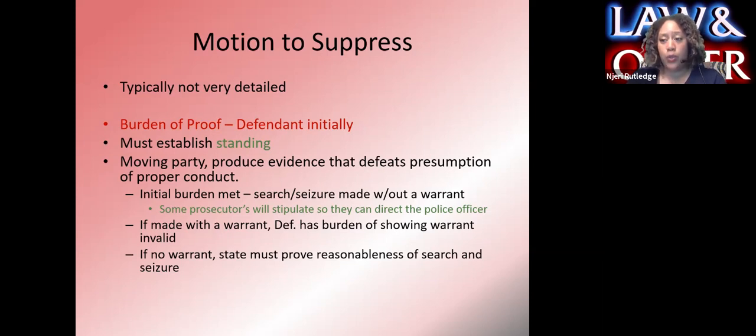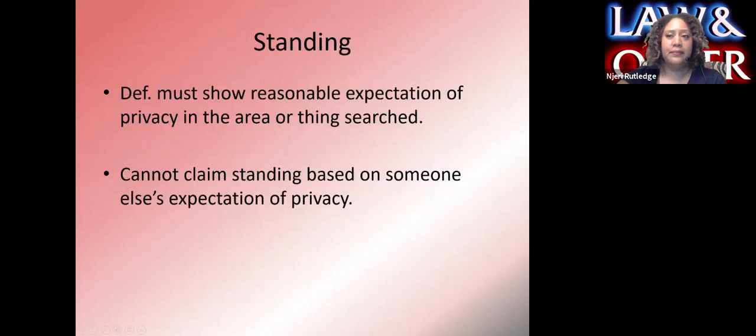If the search was with a warrant, then the defendant has the burden of showing the warrant was invalid. Anytime a warrant is involved, it is the prosecution's responsibility to make sure a certified copy of that search warrant and the probable cause statement that was filed with the clerk's office is available. If there's no warrant, the state has the burden of proving that the search was still reasonable, even though a magistrate never had a chance to look at the probable cause statement. So I mentioned standing. The defendant must show that he or she had a reasonable expectation of privacy in the area or thing being searched.